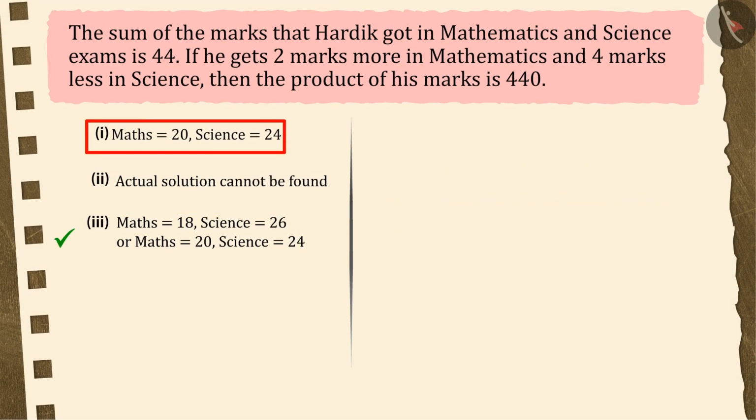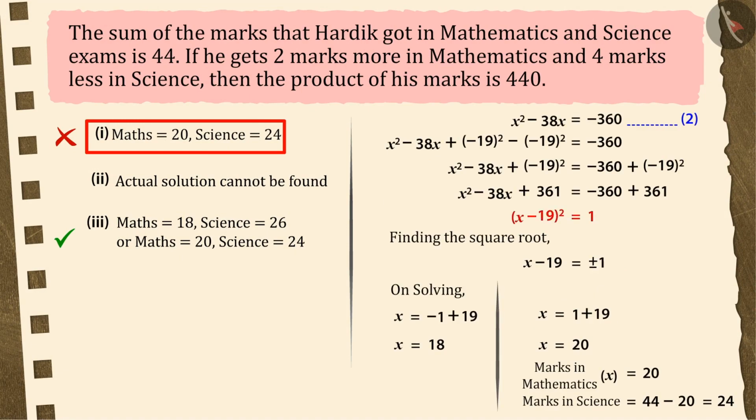If you have chosen the first option, it is a good try. But this answer is wrong. Because when you take the square root of x minus 19 square is equal to 1, then you only consider that x minus 19 equals to plus 1, which gives 20 marks in maths and 24 in science. But you have forgotten that x minus 19 equals to minus 1 is also a second possible solution. Note that we have to find the value of x for both positive and negative 1. Therefore, option 1 is incorrect.